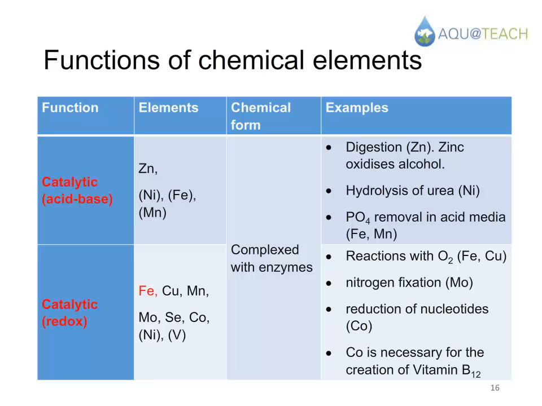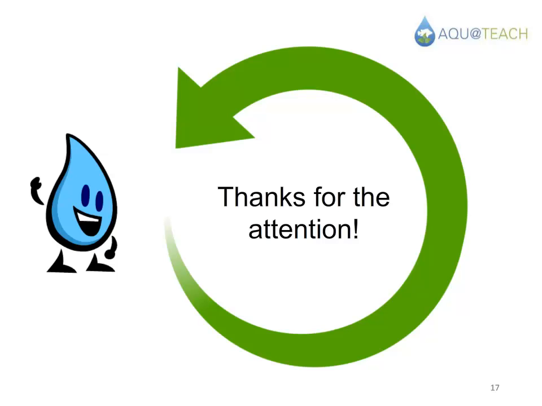Another example is iron. It is also a plant micronutrient and is critical for photosynthesis as well as for the electron transport chain. Thanks for the attention.